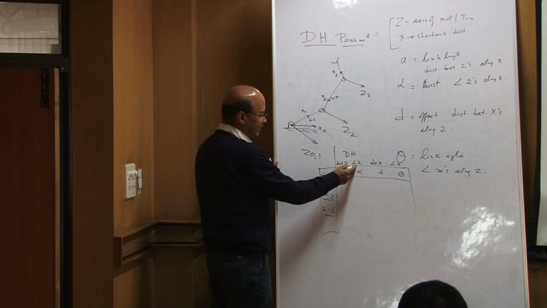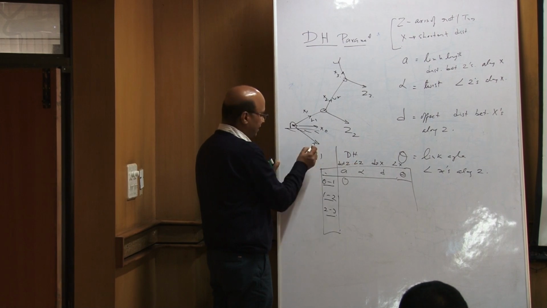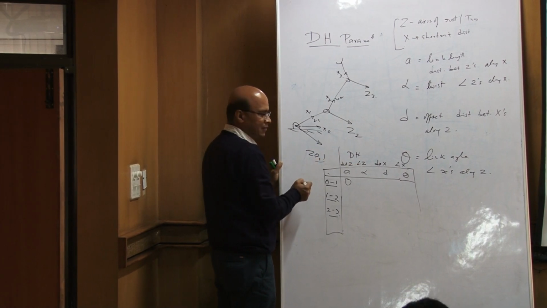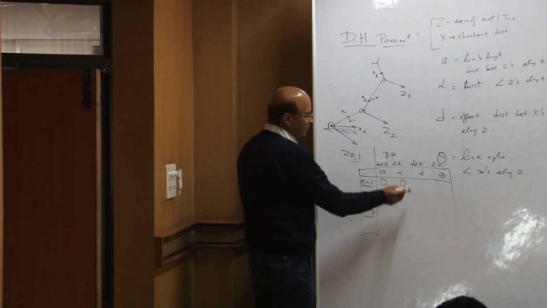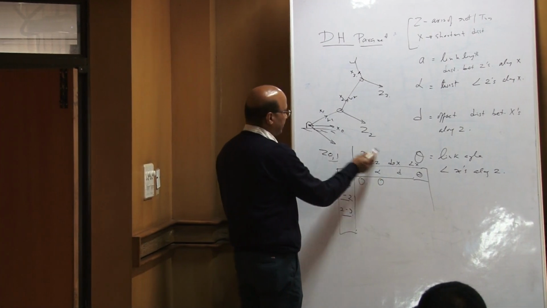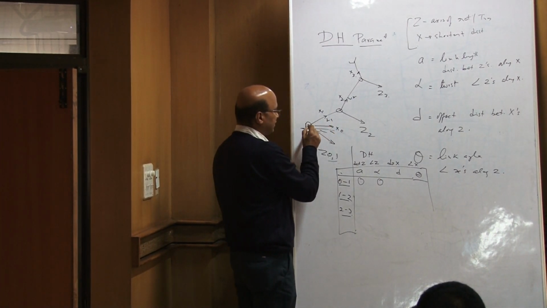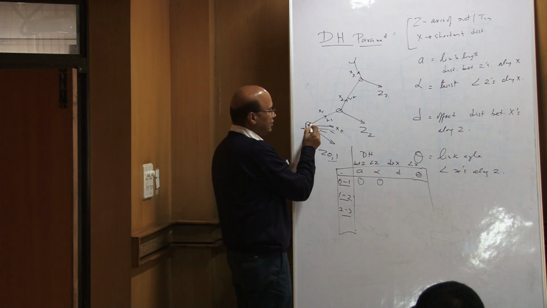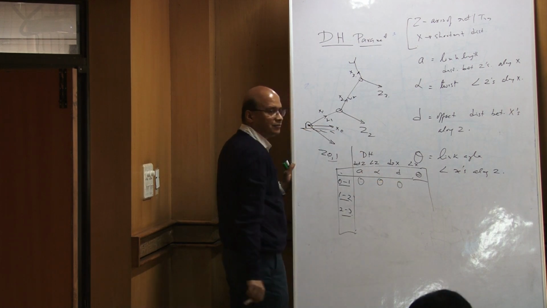Next is alpha, the angle between the z-axis. Again z0 and z1 is the same axis, so again it is 0. Now d is the distance between the x-axis. Now x0 is here, x1 is here, they are intersecting at that point. So again there is no distance, so it is 0.